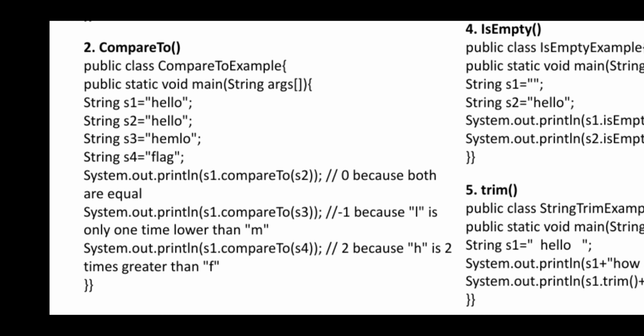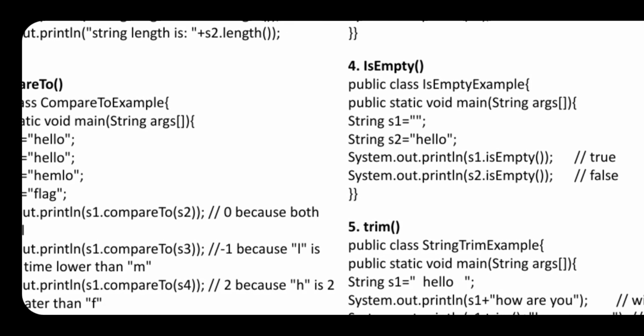Then moving to the next statement, System.out.println s1 compared with s4. Hello is compared with Flag. Is H greater than or lesser than F? H is greater than F, because A, B, C, D, E, F come first, and afterwards you have H. So H is greater than F, and for that sake a positive value will be returned. Okay. So this is how you go for different values with the compareTo statement.